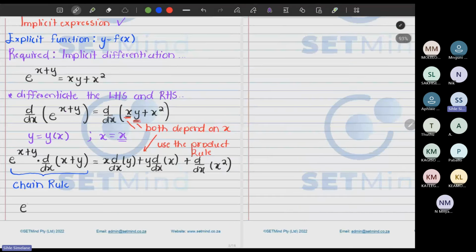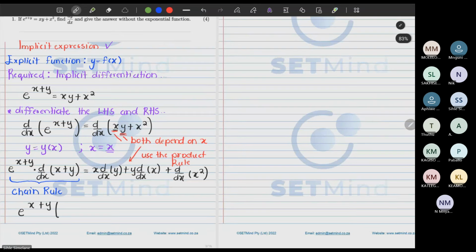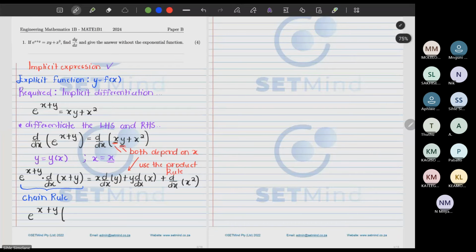So now let's look at the left-hand side. We have e to the x plus y into, when we differentiate x with respect to x, what do we get, guys? Anyone in the meeting? I see a hand from Sakisen. You can go ahead. Just check if you are muted. You can go ahead. I can see your mic is on, but you are not talking.